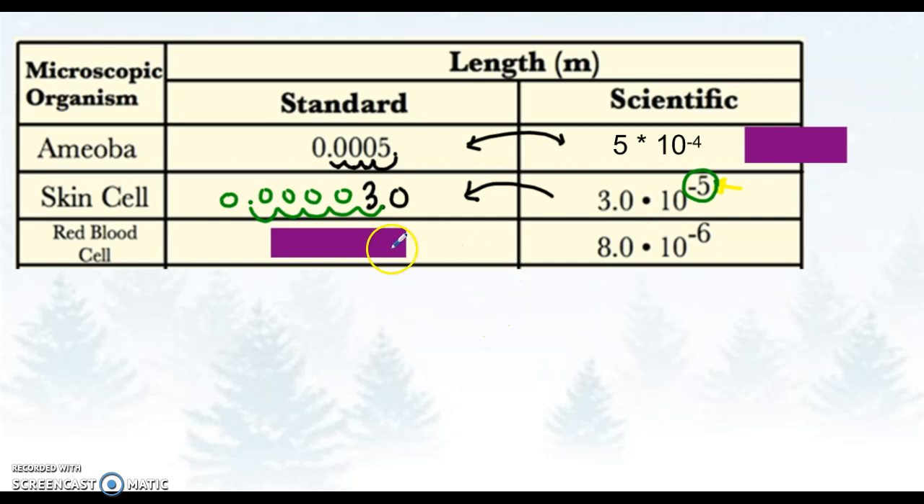Pause the video and try the one for the red blood cells. Here's that answer. 0.000008. 5 zeros and then an 8.